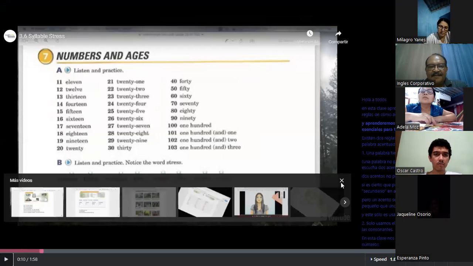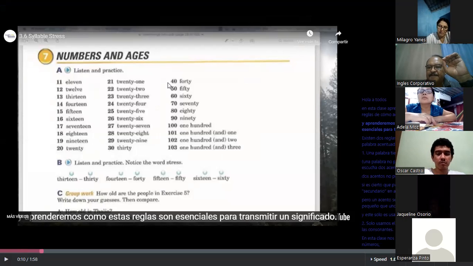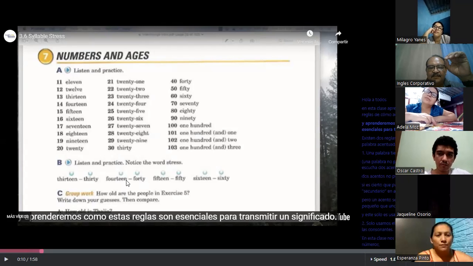Okay, remember that the stress is where we put, donde se pone la fuerza de voz, okay? Si bien en inglés no hay tildes, okay? And then you have to use the intonation based on the stress, okay? Where, con la fuerza de voz. Now, here we go.